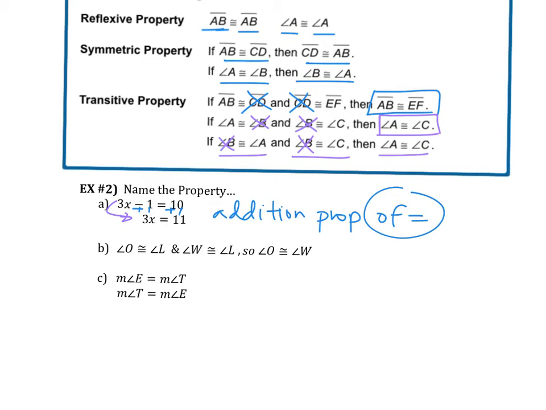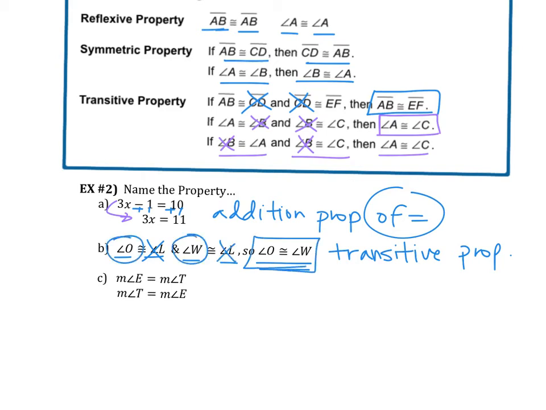What about B? If O is congruent to L and W is congruent to L, then O is congruent to W. What's that one? Daniel. Symmetric property. Not symmetric. Transitive? Oh, yep. Is that what you were going to say? It is the transitive property of congruence. Right, so when there's two things that are the same, angle L was in both of those. So then we said O congruent to W right here.